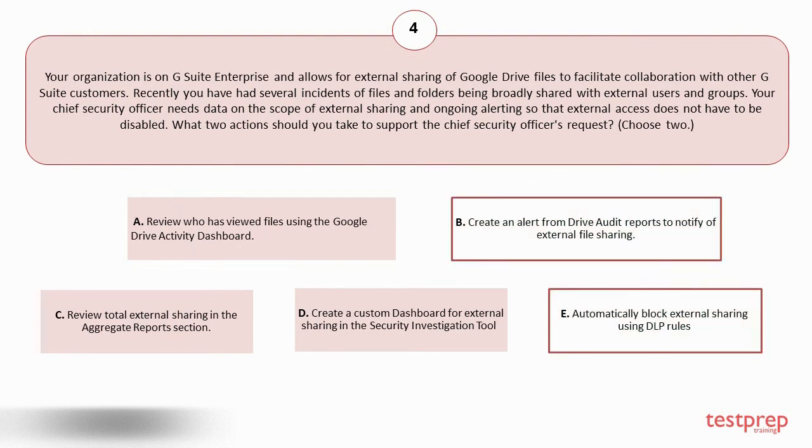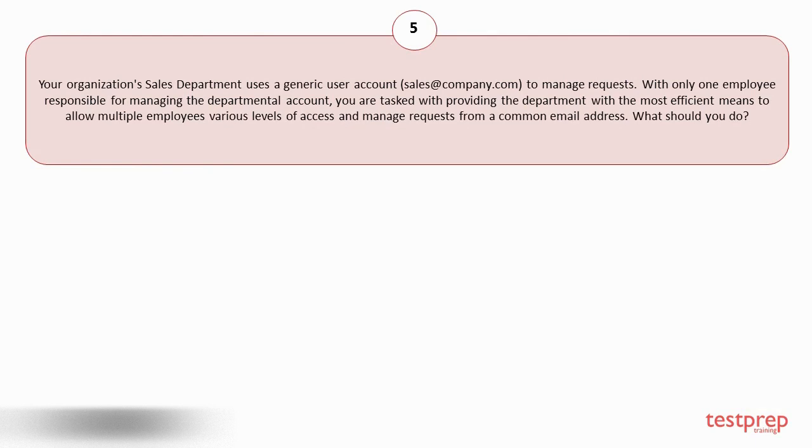The correct answers are option B and E. Your organization's sales department uses a generic user account, sales@company.com, to manage requests. With only one employee responsible for managing the departmental account, you are tasked with providing the department with the most efficient means to allow multiple employees various levels of access and manage requests from a common email address. What should you do?